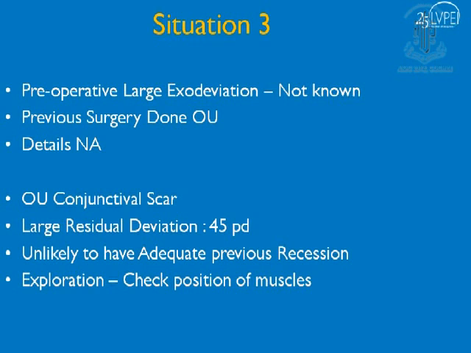Coming to the third scenario, where preoperatively the patient had a large amount of exodeviation and a previous LR recession has been done as determined by the conjunctival scars, but still the patient has a significant large amount of residual deviation. It's likely that the amount of the previous surgery may have been inadequate. So it will be useful in such a patient to do an intraoperative exploration and check the position of the muscles.